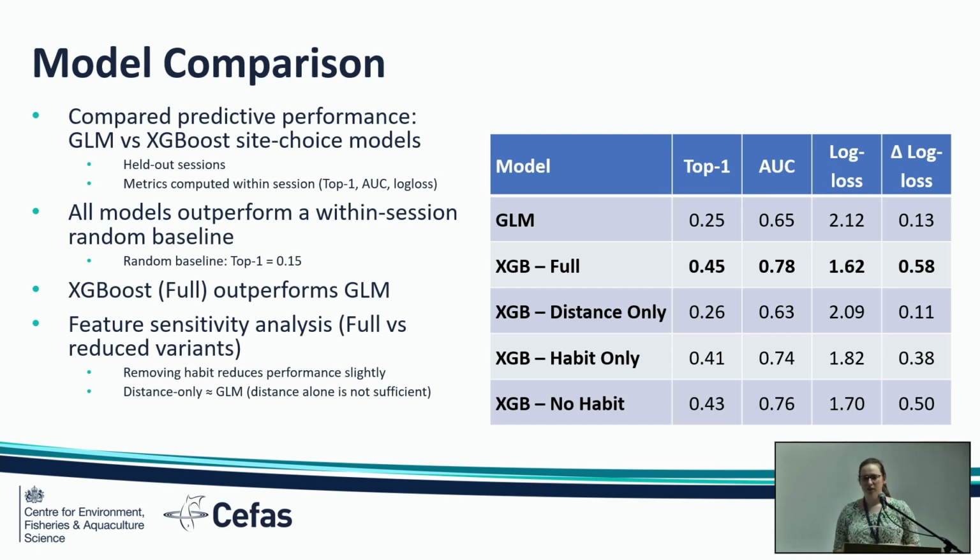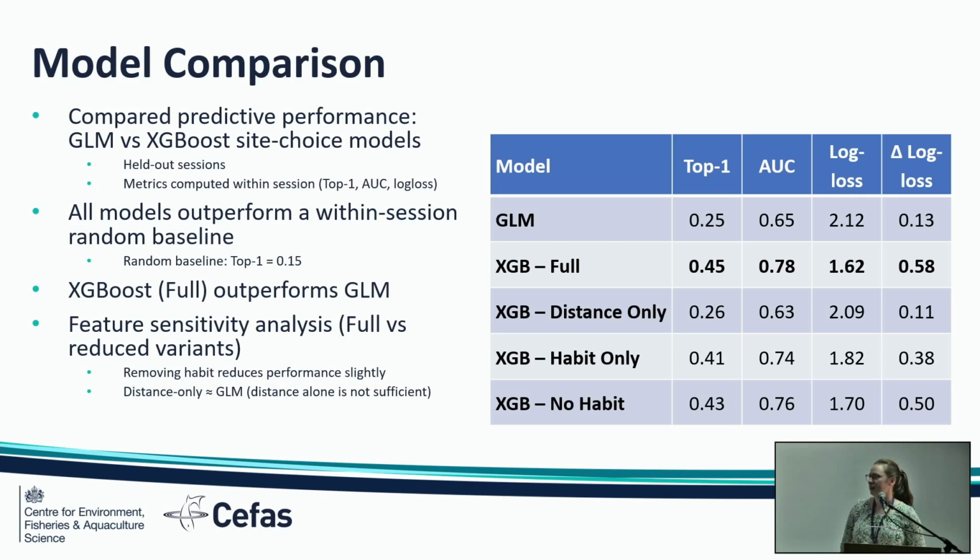And then we also ran a bit of a feature sensitivity analysis. So what happens when you take the key explanatory features out of the XGBoost and run distance only, habit only, and then one without habit. So you can see the distance only was the worst performing one, but it still was roughly the same as the GLM.